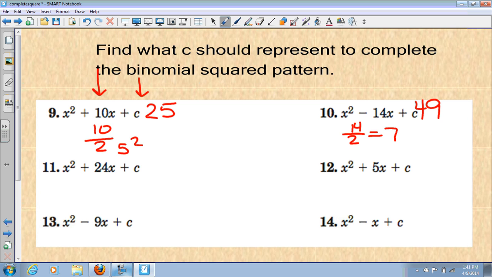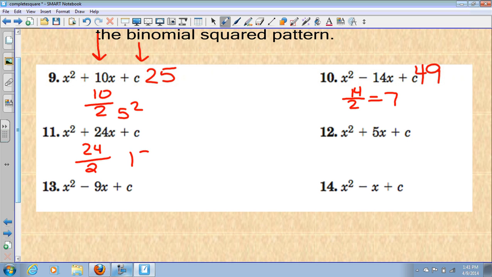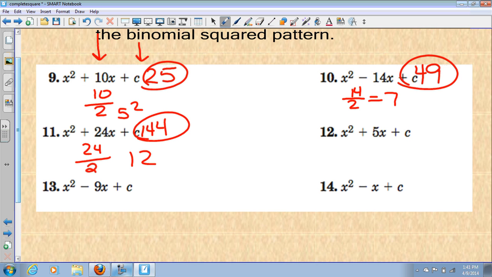Okay. I'll do one more with you and then you can try the last 3 on your own. What's 24 divided by 2? 12. What's 12 squared? 144. Notice all of these numbers are what we call perfect squares. You try 12, 13, and 14. And make sure you show those to me after the video.